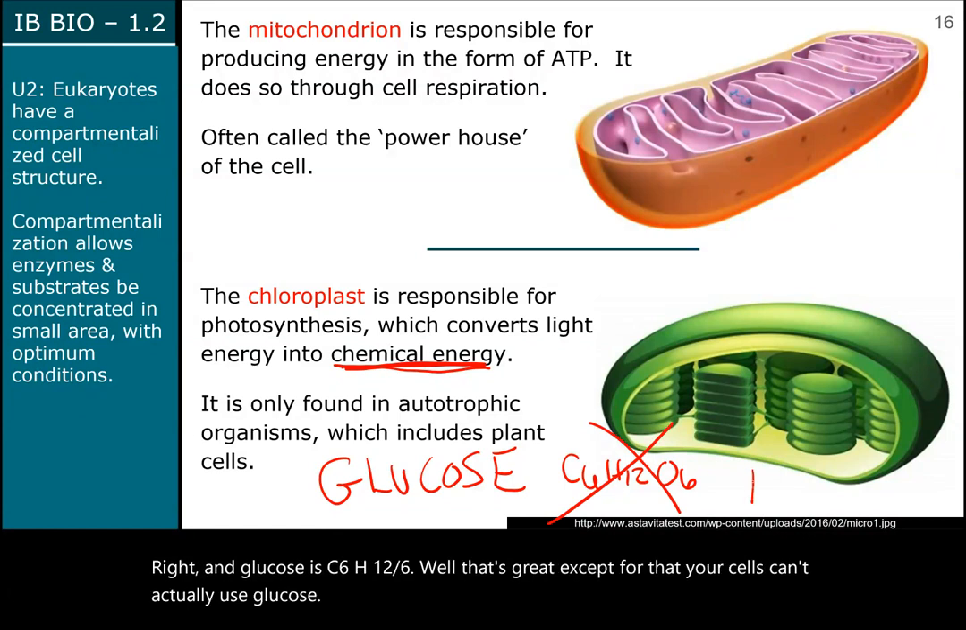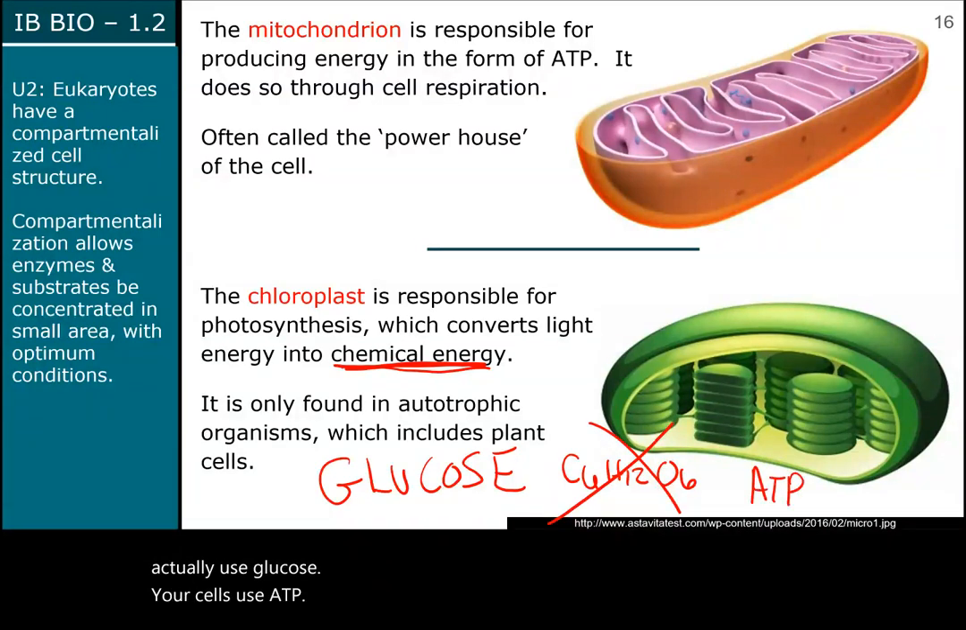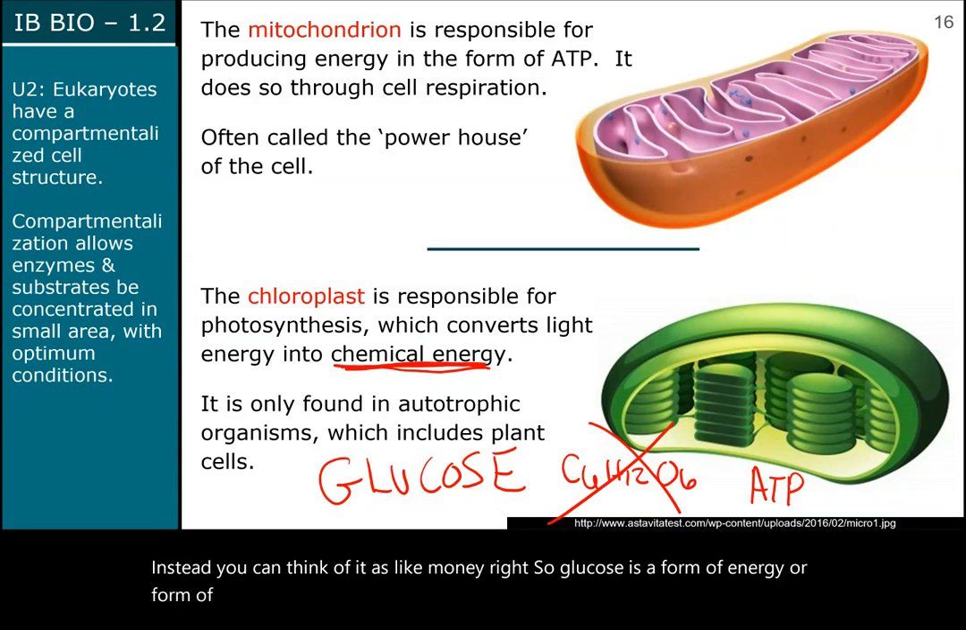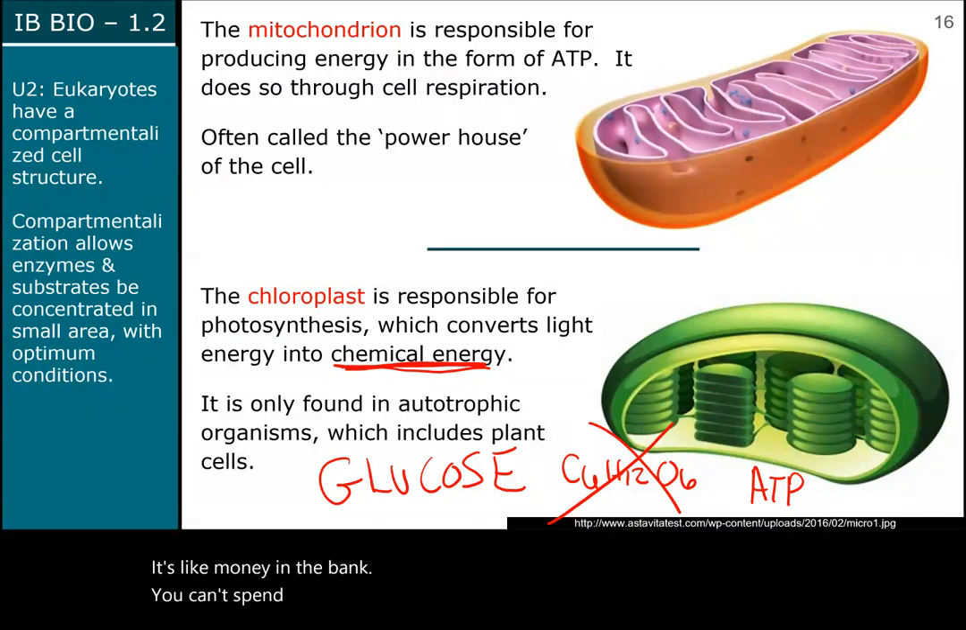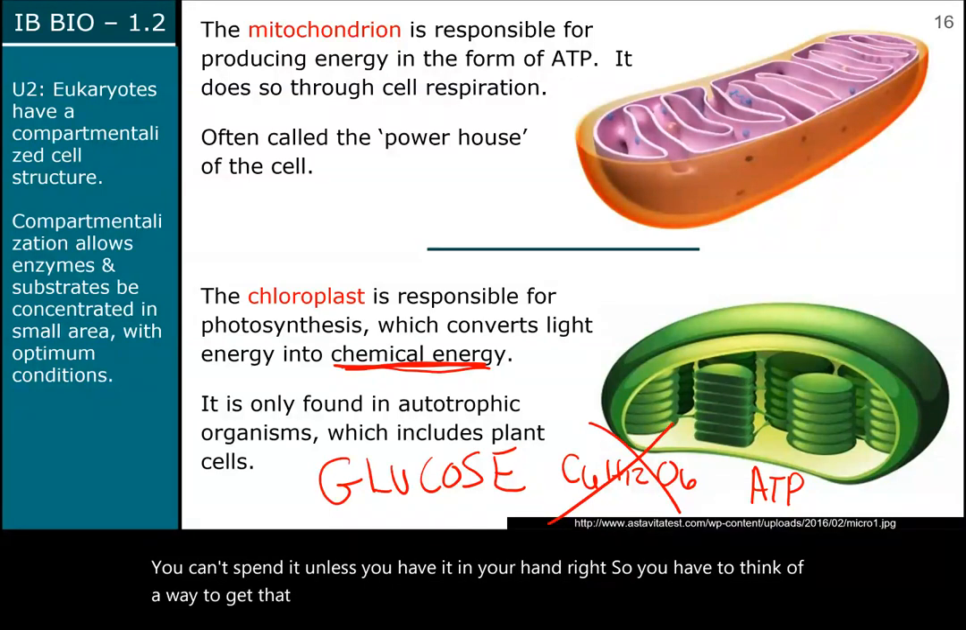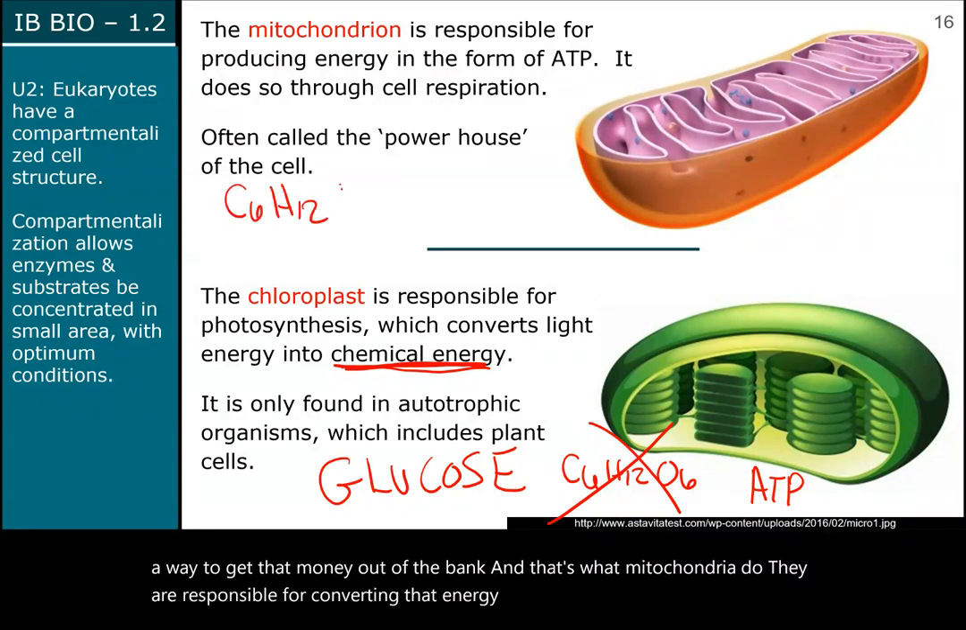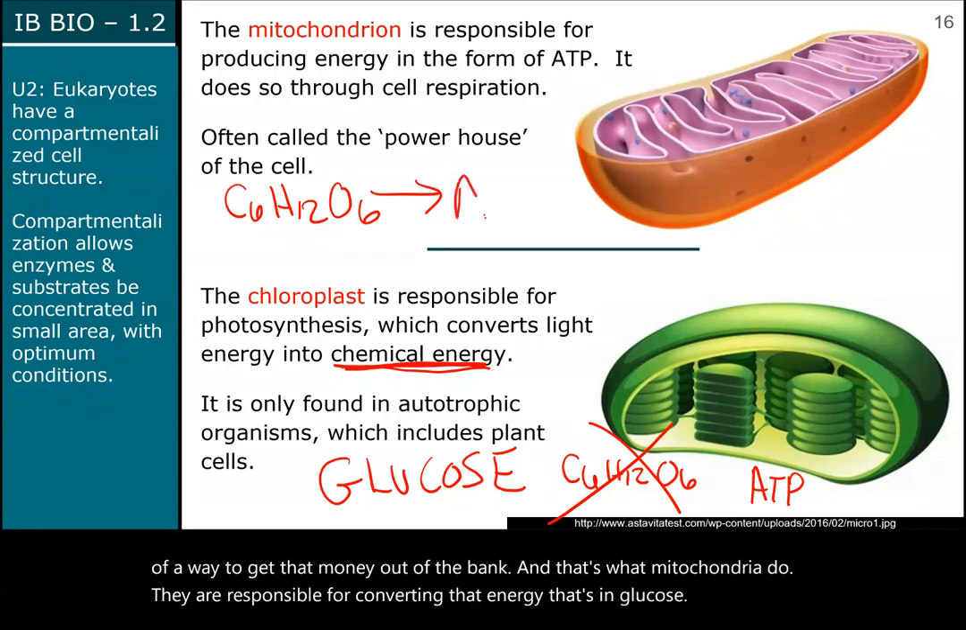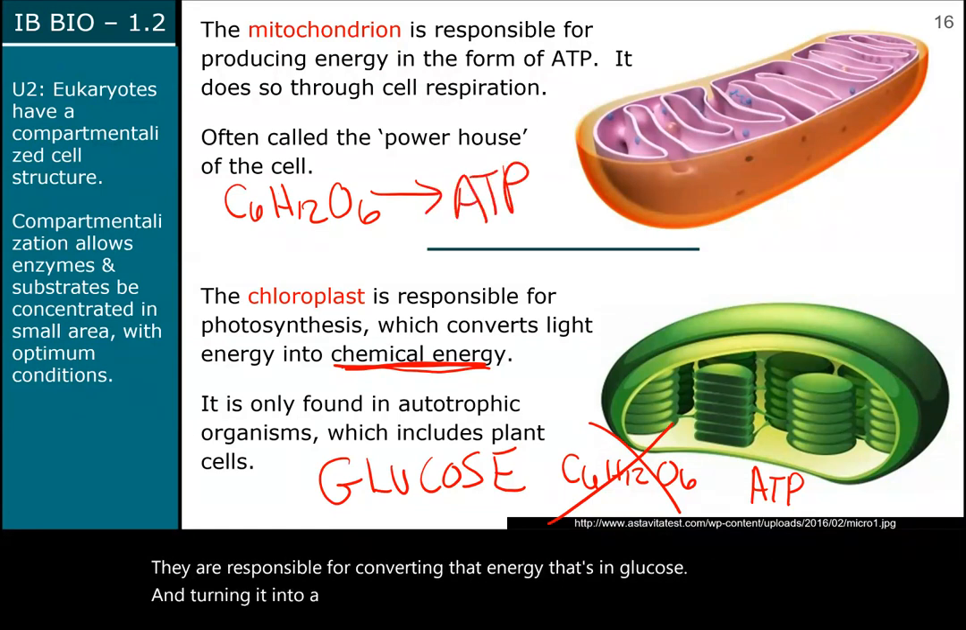Well, that's great, except that your cells can't actually use glucose. Your cells use ATP instead. You can think of it as like money, right? So glucose is a form of currency that your body uses to store energy, but it can't spend it. It's like money in the bank. You can't spend it unless you have it in your hand, right? So you have to think of a way to get that money out of the bank. And that's what mitochondria do. They are responsible for converting that energy that's in glucose and turning it into a form that they can spend, which is ATP.